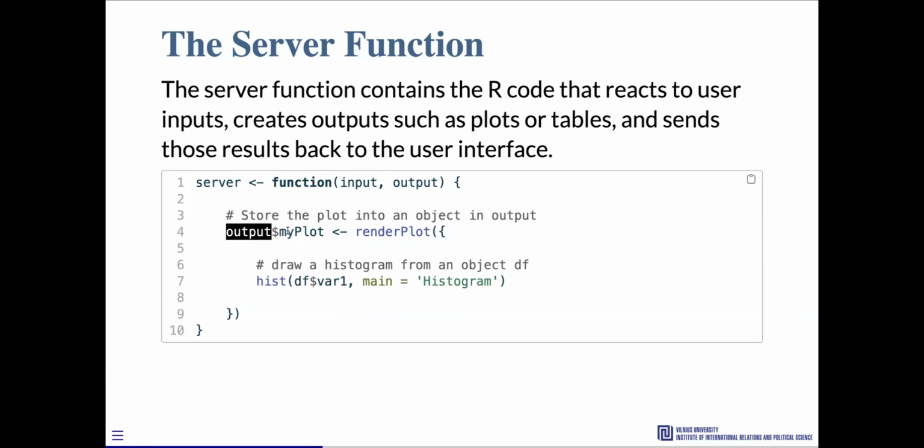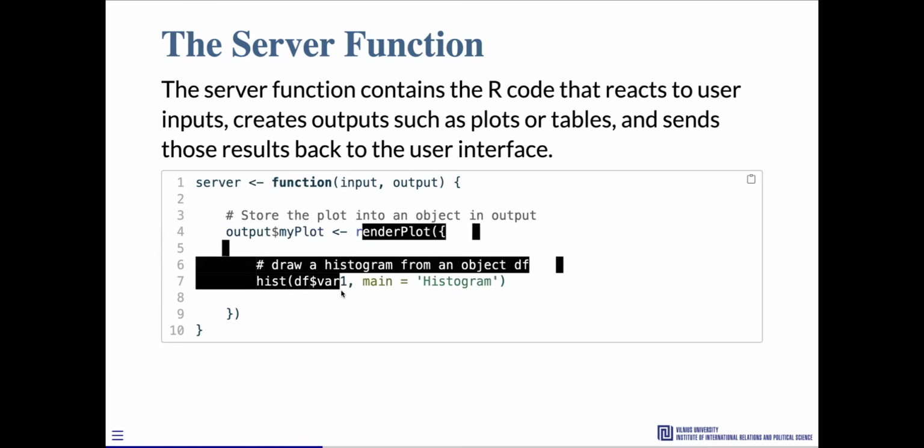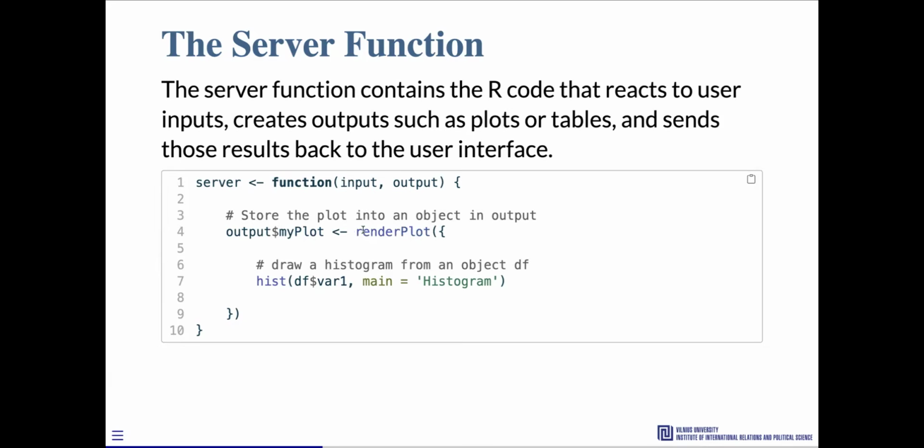The syntax, if you're not familiar with R, might seem a bit intimidating, but all it is saying is, well, inside of our server, we want to create an object called myPlot inside of output. Output is essentially a list. So this is a big list that will have one or many objects that we are creating. In this case, we're creating this object myPlot. And we're going to fill it, or we're going to assign some code into it. And we're going to assign code with the render family of functions.